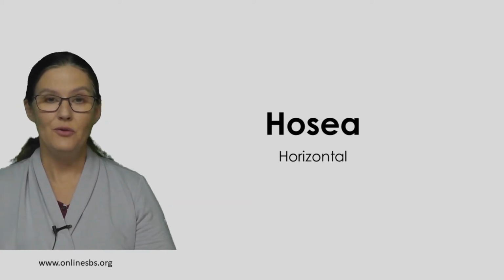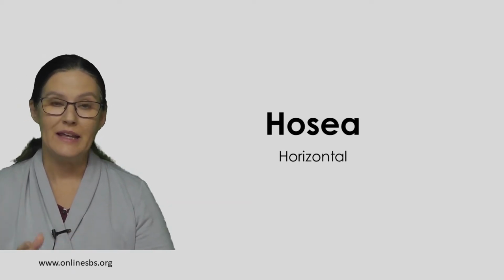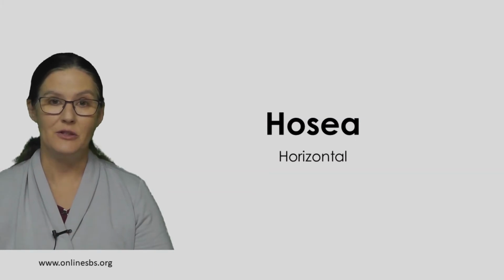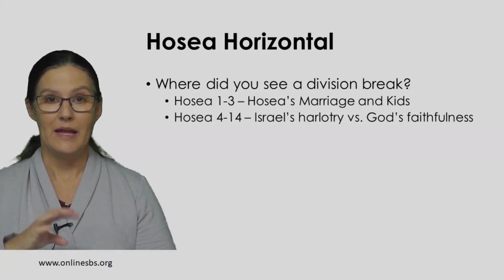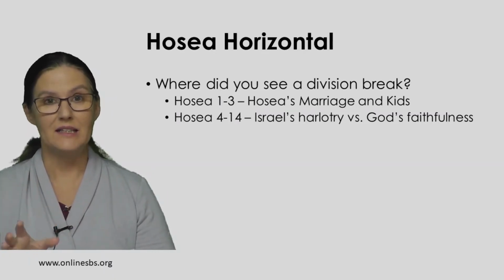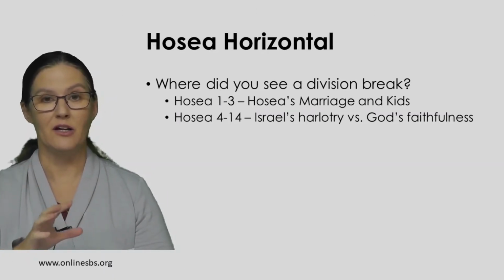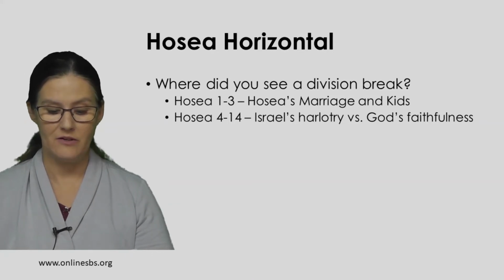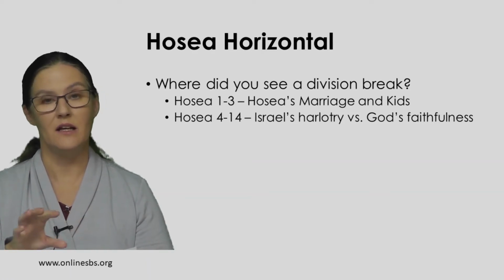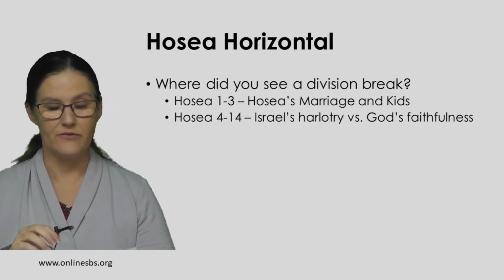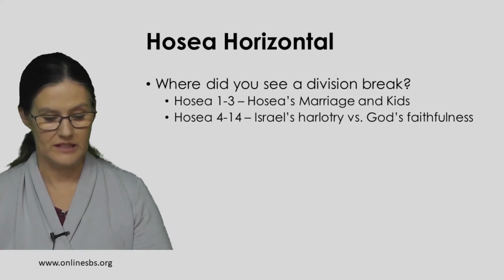So, did you notice any major break for the main division within this book? Hopefully you notice from Hosea chapter 1 to 3, it talks about Hosea's marriage to Gomer. And then from chapters 4 to 14, you have a focus on Israel's idolatry and harlotry versus God's faithfulness.